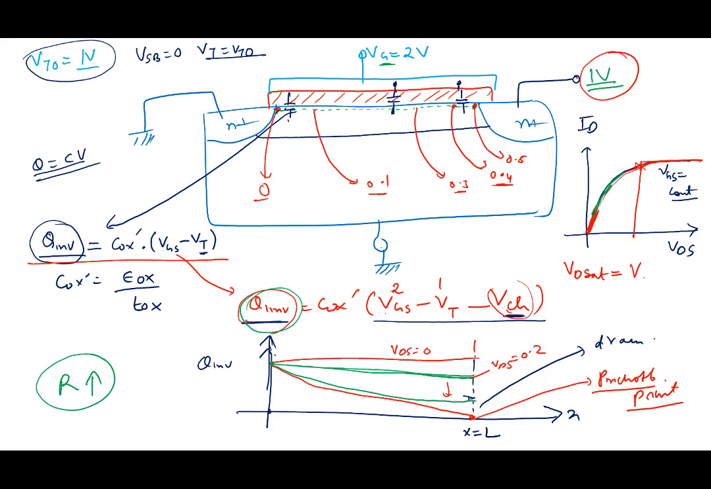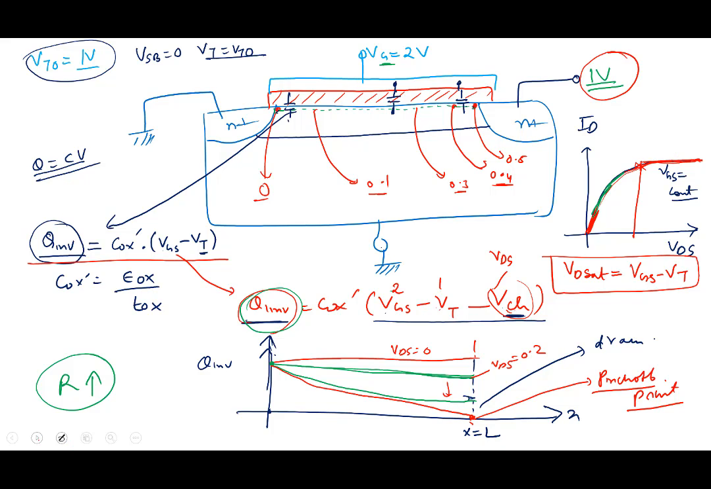It's nothing but equal to VGS minus VT. It's an important equation, VD sat equal to VGS minus VT. Why? Because this is the voltage at which inversion charge goes to 0. So you apply a voltage VDS equal to VGS minus VT, the inversion charge goes to 0, pinch-off occurs here, and saturation occurs in the characteristics.